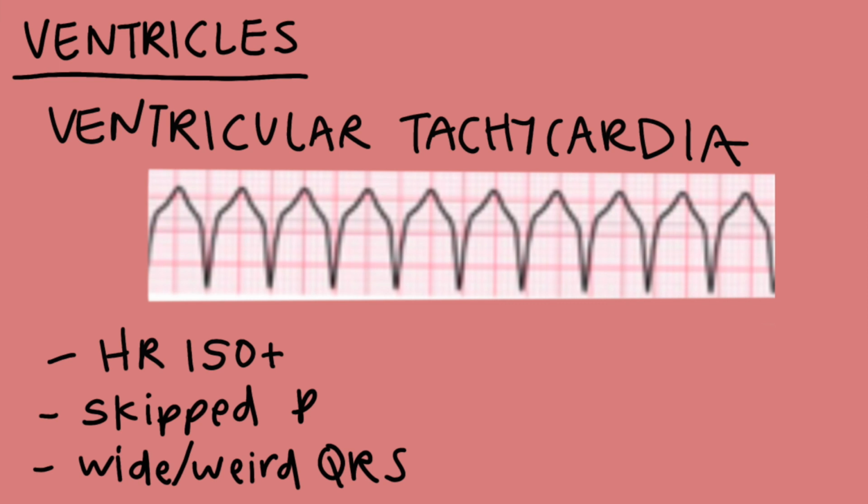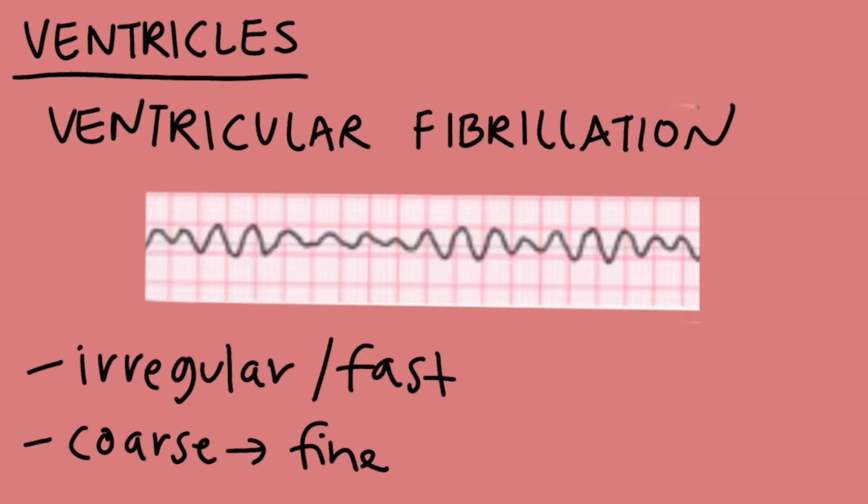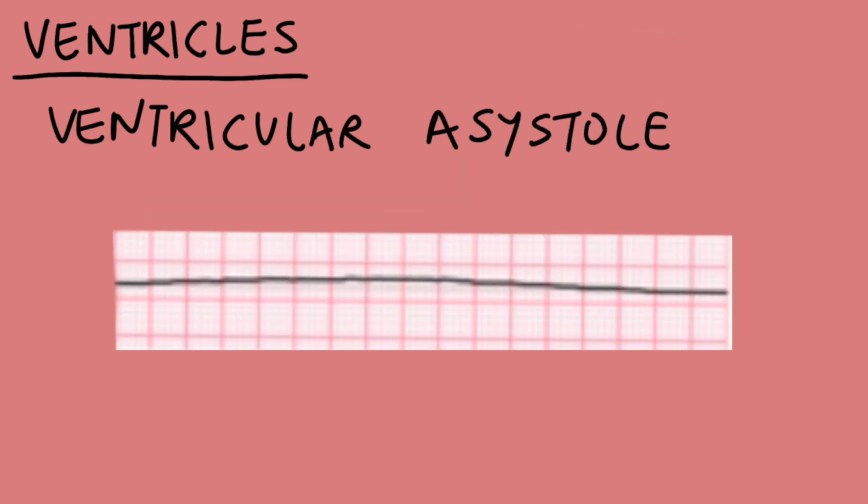Ventricular fibrillation is an irregular and fast and ineffective ventricular contraction. There's basically no ventricular output, and the beats progress from coarse to fine and possibly even into ventricular asystole, which is a flat line.